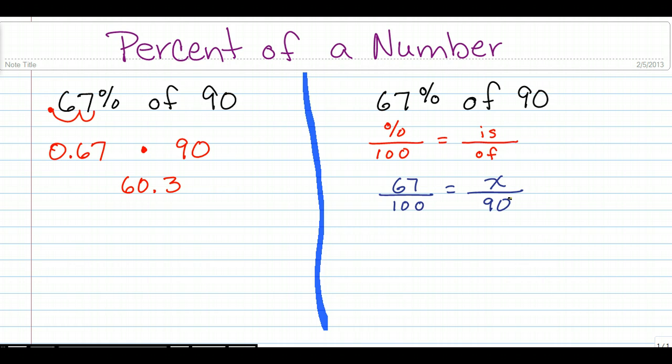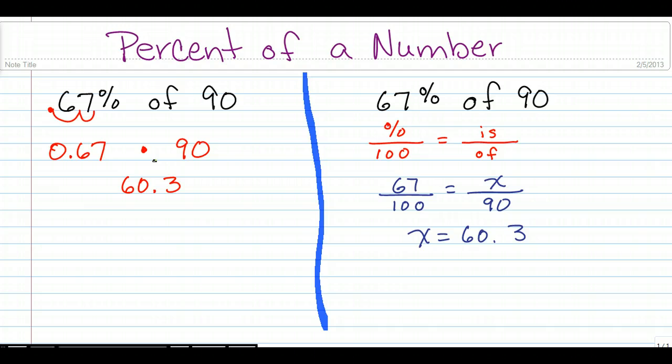And now we crisscross multiply, divide by the lonely guy. 90 times 67 divided by 100. And if you plug that into your calculator, you're going to get 60.3. So those are two ways. If you already know how to change a percent into a decimal, you might think, wow, that really is super easy. And you might want to do it this way.